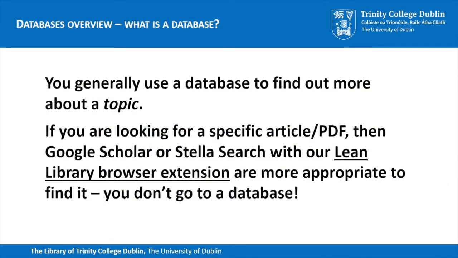As we saw there, you generally use a database to find out more about a subject. If you are actually looking for the full text of a specific article, a database is not generally the place to go. You should try looking it up in Google Scholar. If you have installed our Lean Library browser extension, that will make finding the PDF much easier. Or try looking it up in the library catalogue Stella Search. So you don't go to a database to find a PDF of something. You use it to look up things about a topic.